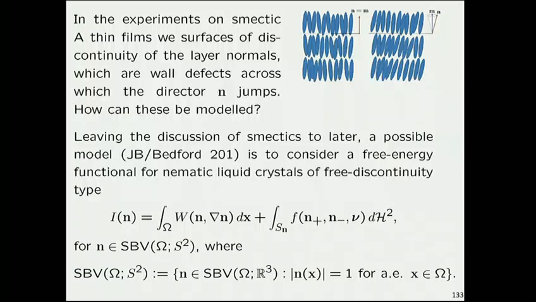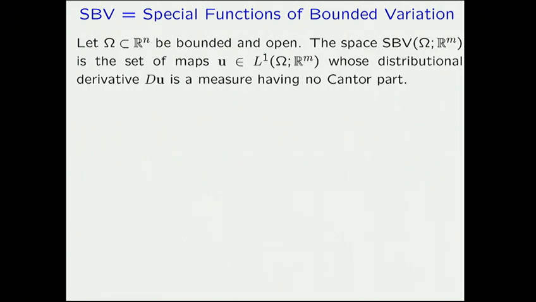These are the directions on either side, and this is the normal to the jump set. And this gradient of n is the absolutely continuous part of the distributional derivative. The SBV of omega with values in S2 is the set of things in SBV with values in R3 which are of norm 1 almost everywhere. Now, just a little bit to remind you about special functions of bounded variation, which is incredibly technical if you haven't looked at it yourself. So this is the definition.